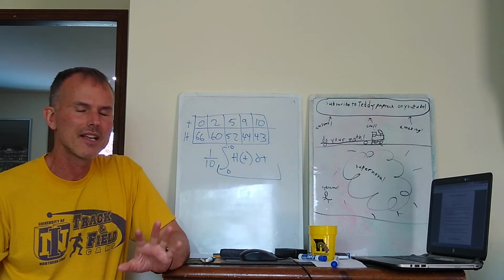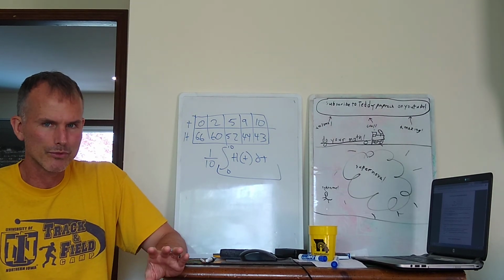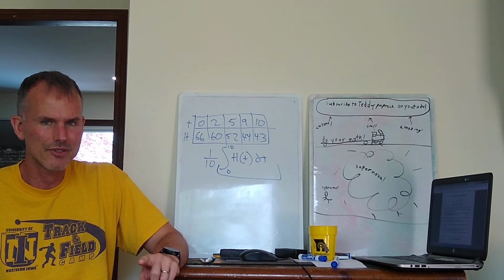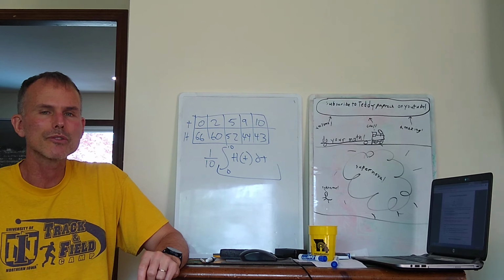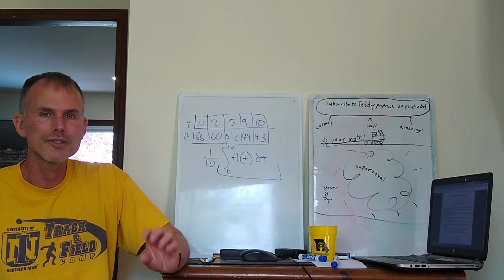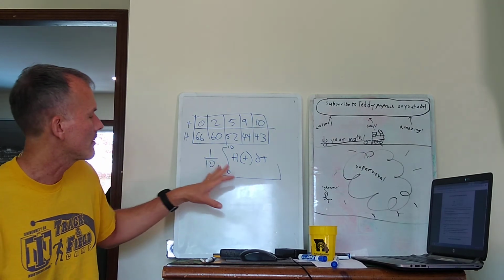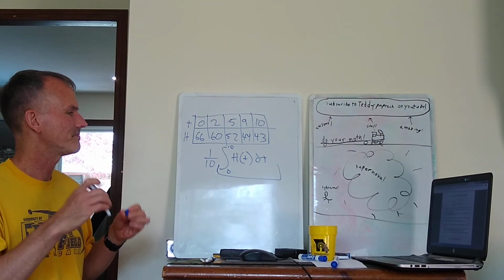Let me tell you something else. If it says use the midpoint rule, and this goes for your assignment too, the midpoint rule means a Riemann sum using midpoints, a midpoint Riemann sum. But that's not what we're doing here. We're going to find a trapezoidal approximation.